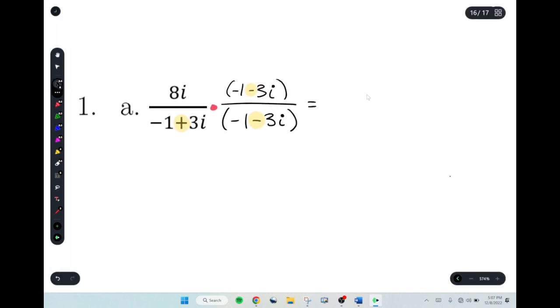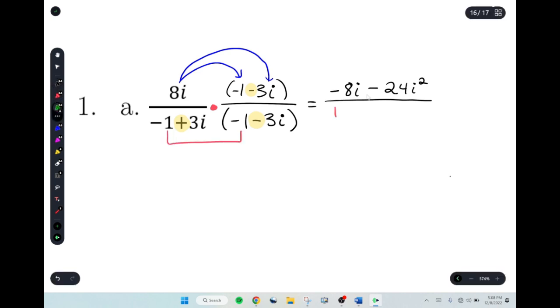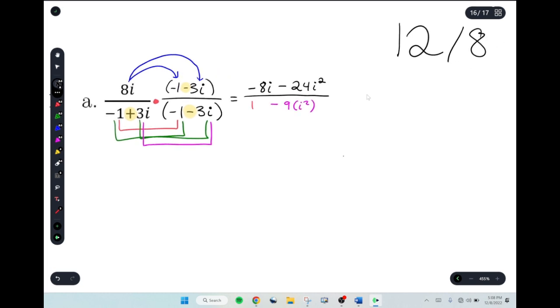So you do a little distribution on the top. And you get negative 8i minus 24i squared. Right? All over, got to do the FOIL thing, yeah? Positive 1. These two are going to cancel out, which is super nice. That always happens. And then at the end, you get negative 9i squared. Something really cool happens to all those i squareds. All those i squareds become negative 1.